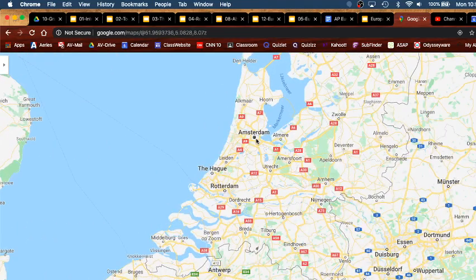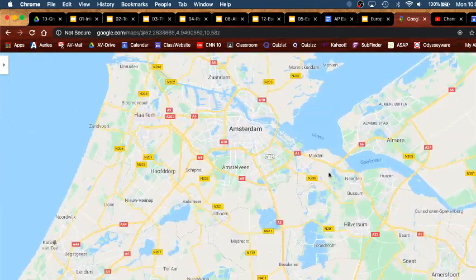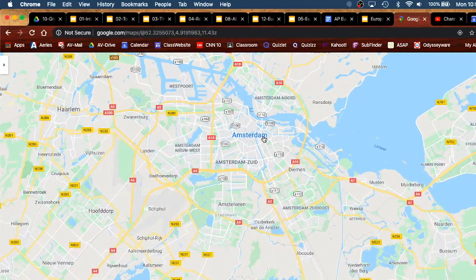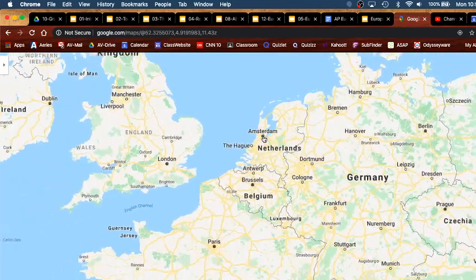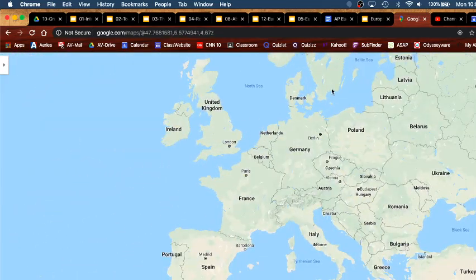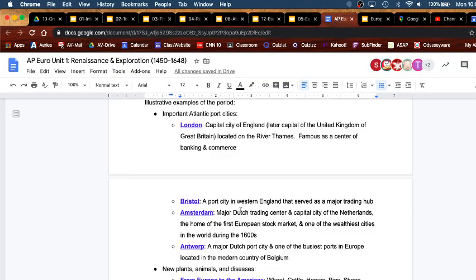If you zoom in on Amsterdam, you can do a virtual tour, grab your little guy, do a street view, look at the canals. Amsterdam is an amazing city. Had my family there a couple years back, and my twin boys celebrated their 10th birthday in Amsterdam. It was kind of fun.